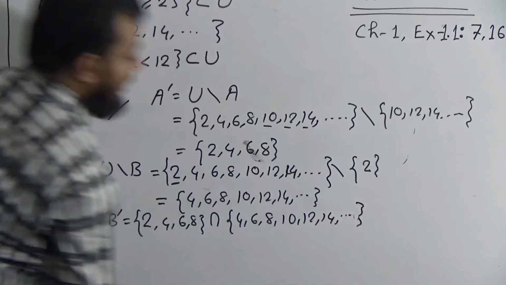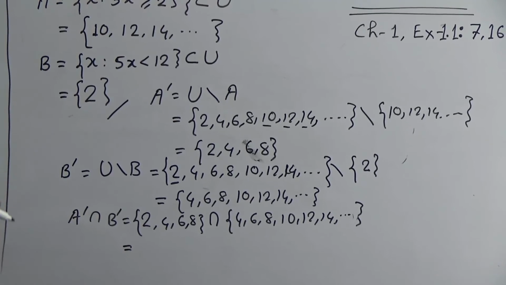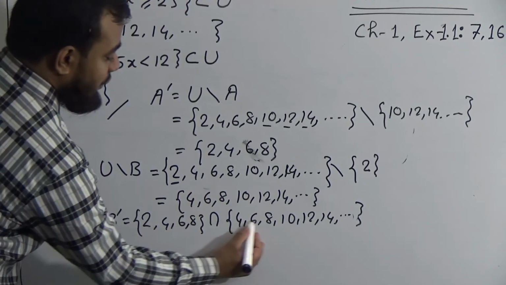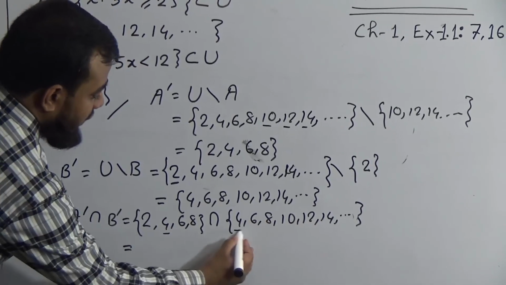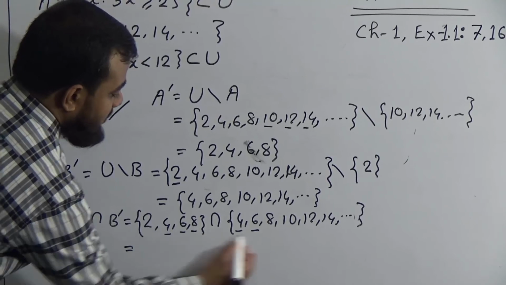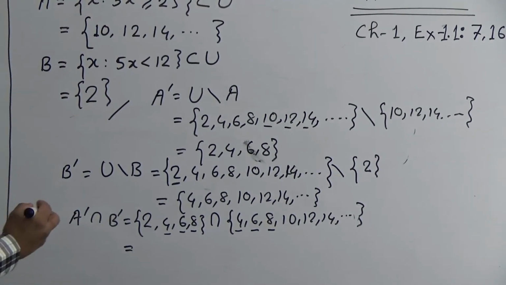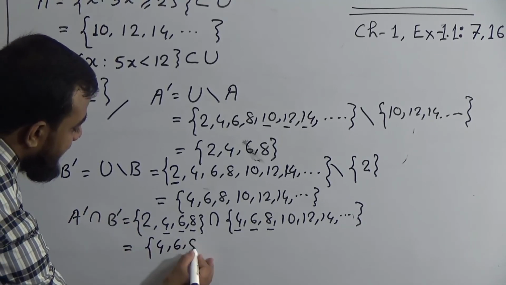Now dear students, we will write down only the common elements from these two. So 2, 4, 6, 8 and here 4, 6, 8, 10, 12, 14. Between these two, look, 4 is common, 6 is also common, 8 is also common. No other element is in both A prime and B prime. So we should write down only 4, 6 and 8.